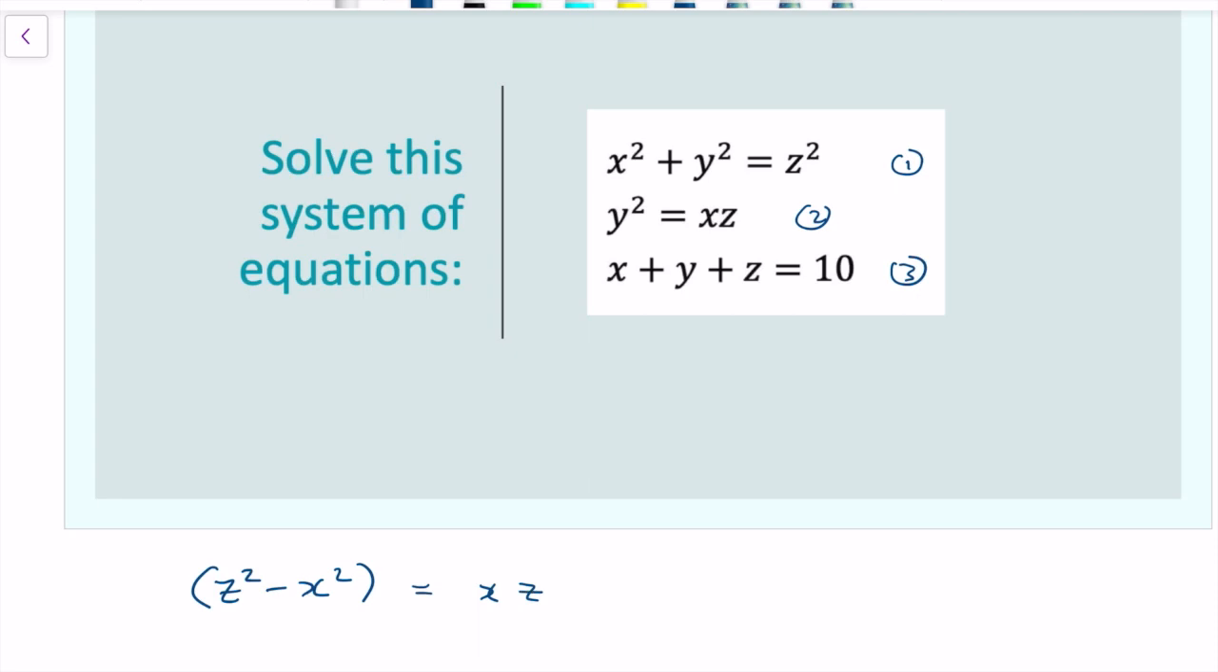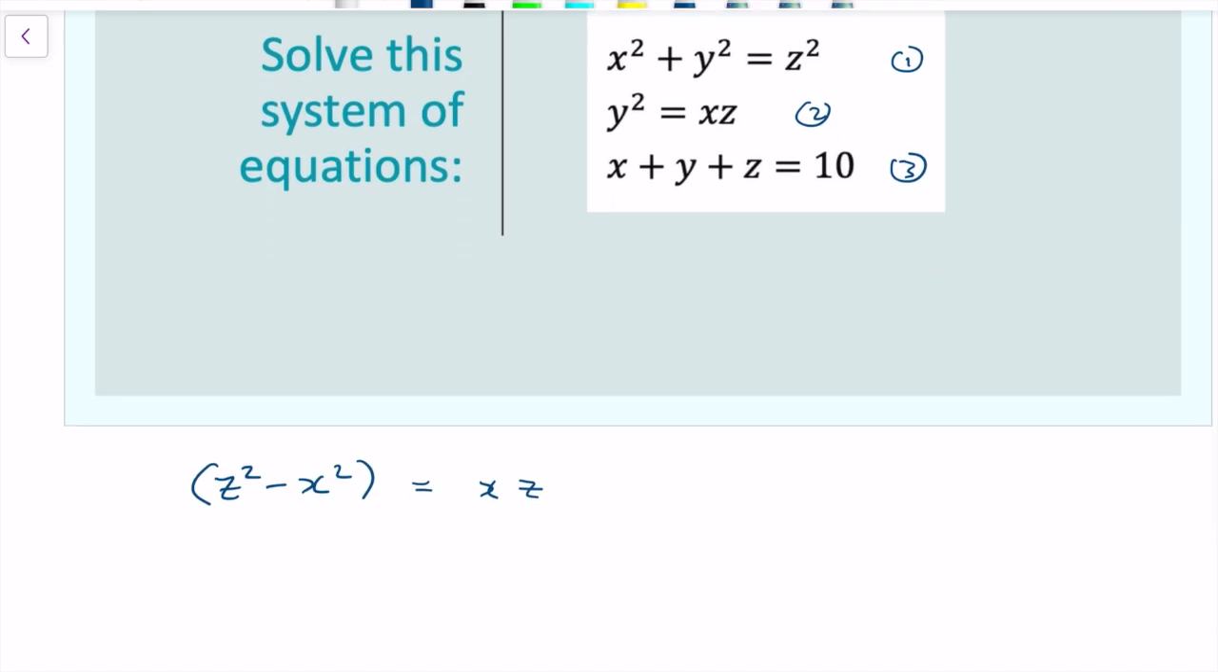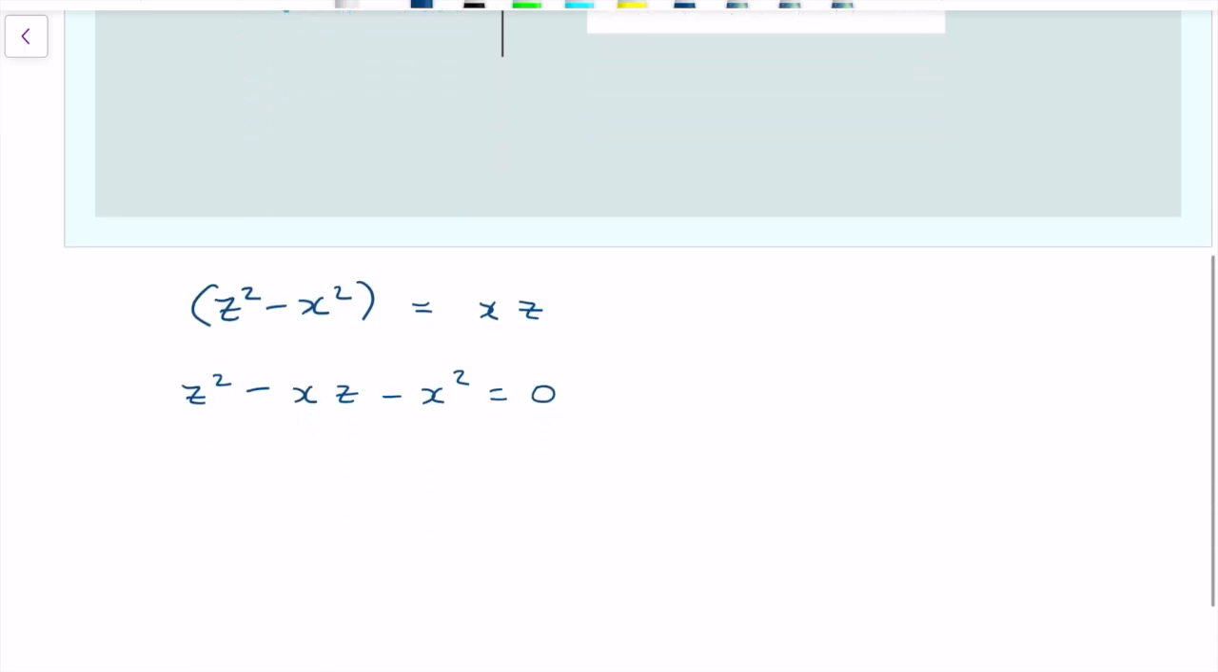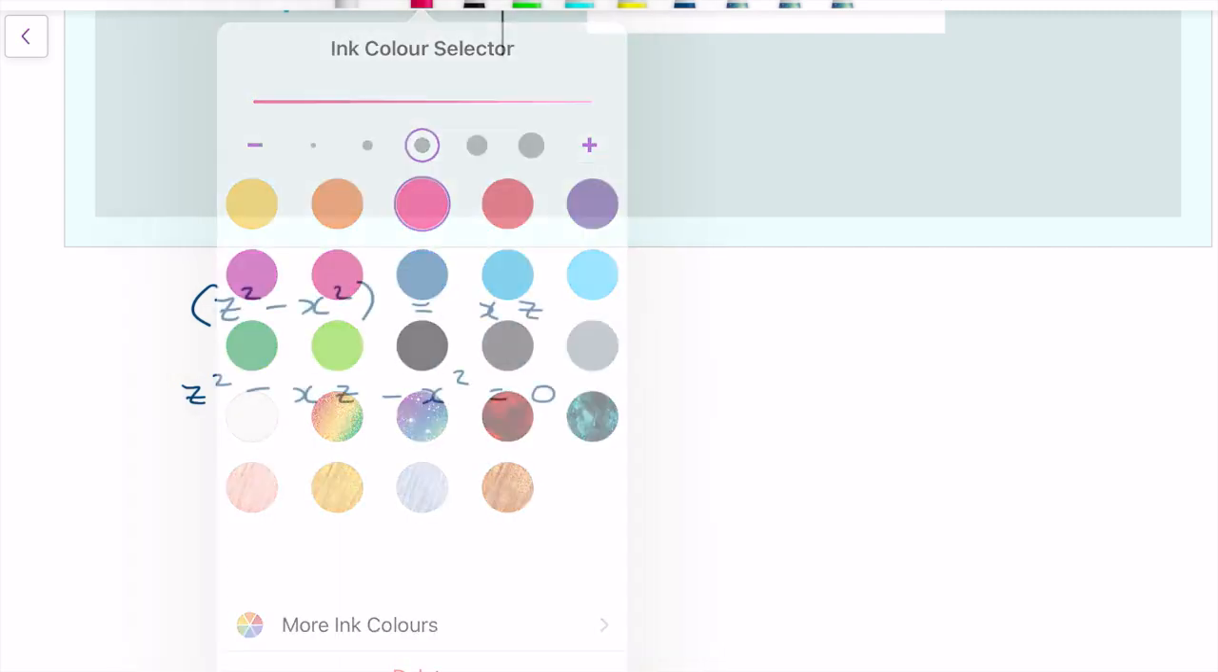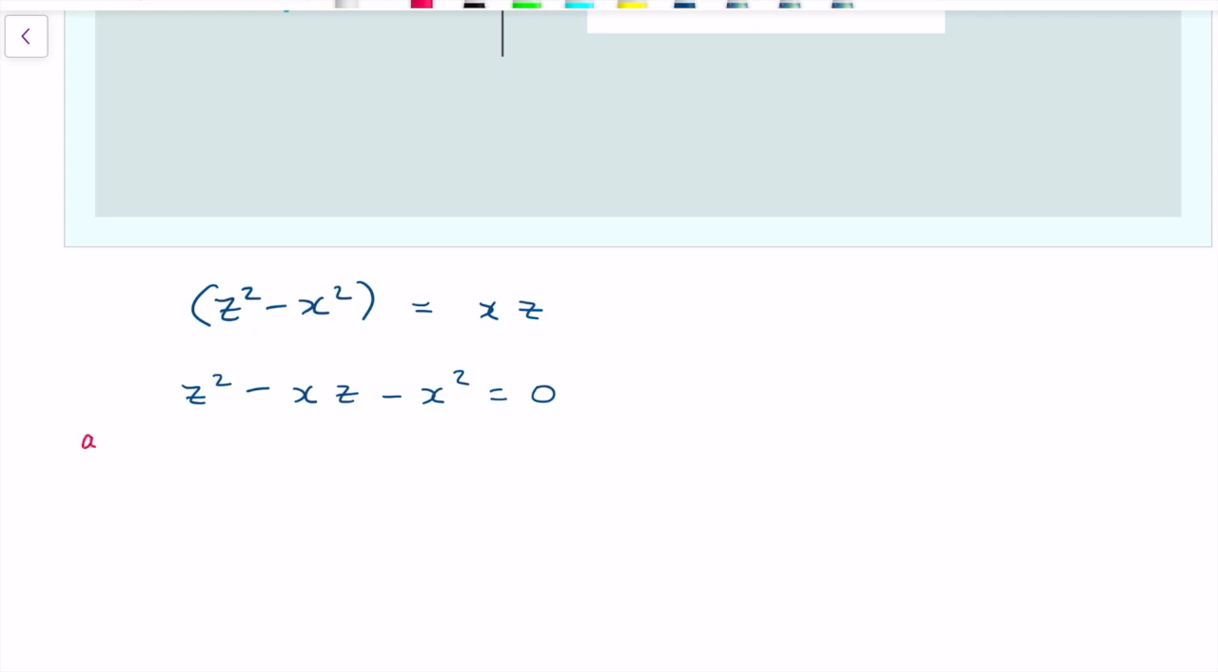And that is a quadratic equation, so I could rearrange it. z squared minus x times z minus x squared equals 0. And then from that, I could make z the subject and treat x as a constant. I will treat it as a coefficient. What I mean by that is I could say a is equal to 1, b is equal to minus x, and c is equal to minus x squared, and use the quadratic formula.